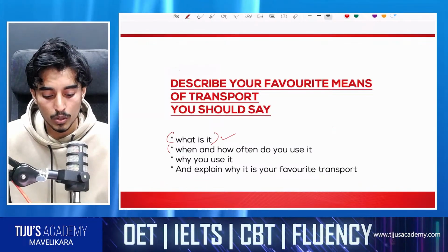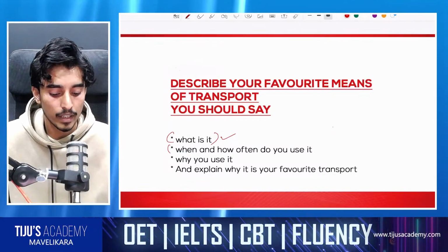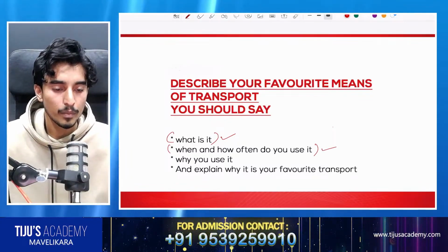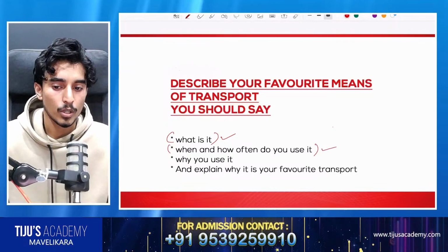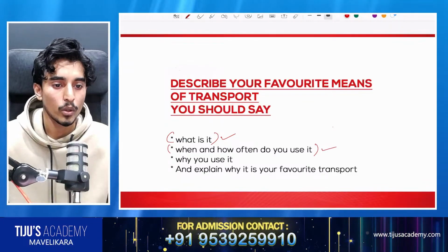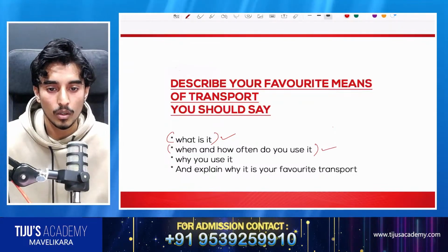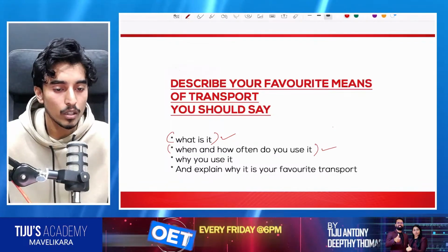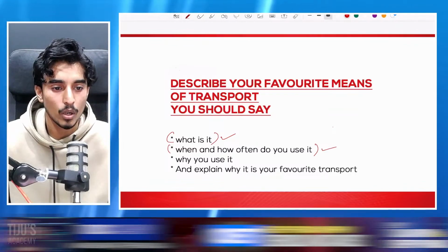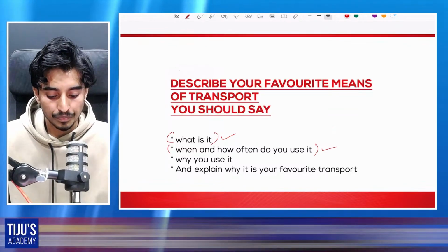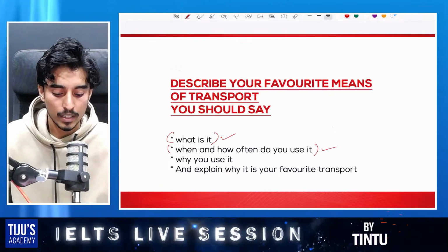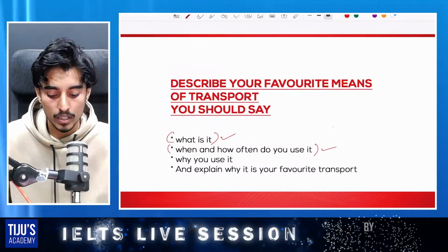Next, when it comes to the second question, it is asking when and how often do you use it. So if you are a student or if you are a working person, you might be using transportation on a regular basis. Like, if you are going to the office, school, or college, at that time mostly we go by our own vehicle, or we use public transport like bus or train. Okay, so this is also a question which you can easily answer in 1 or 2 lines. There's not much to talk about there.